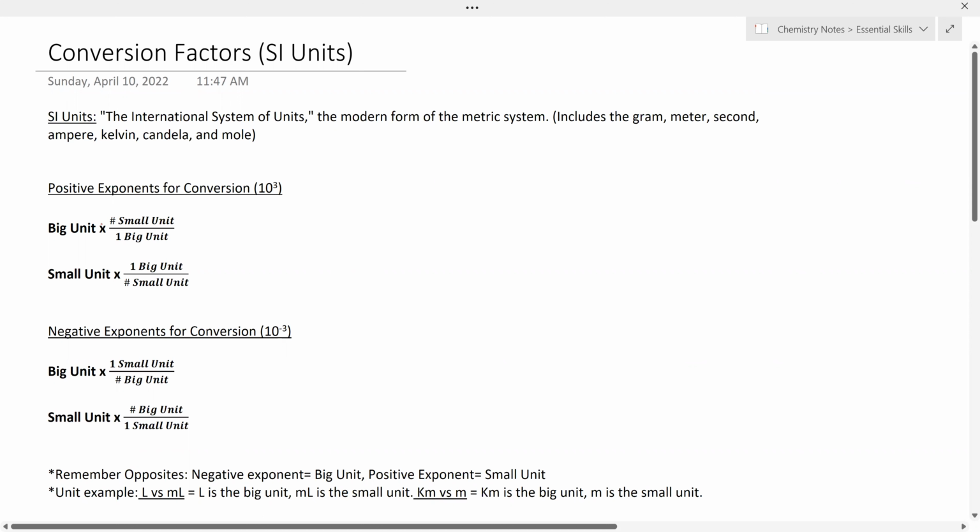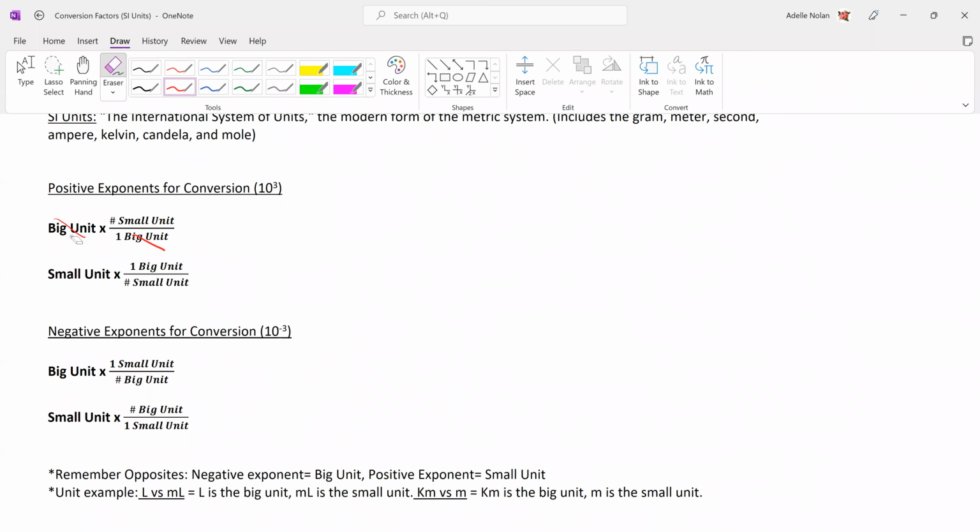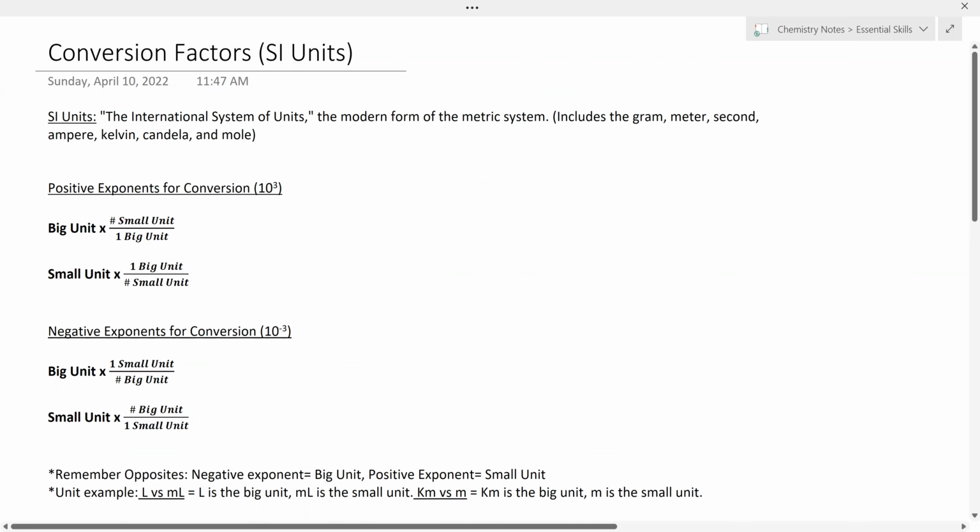If you have a bigger unit, you have to put the bigger unit on the bottom because you want the big units to cancel out. The little hashtag here stands for the number sign, so that number stands for the 10 to the third, 10 to the fourth, whatever that number is. In this case, you want the big exponent to go with the small unit. You want that 10 to the power of 3, that positive exponent, to be with the small unit.